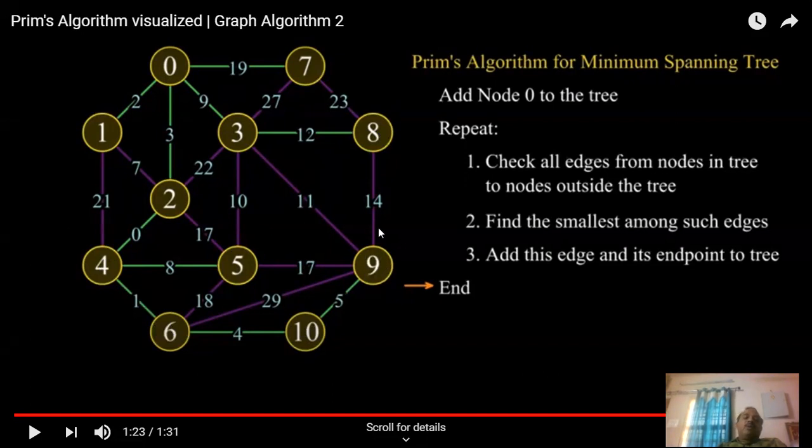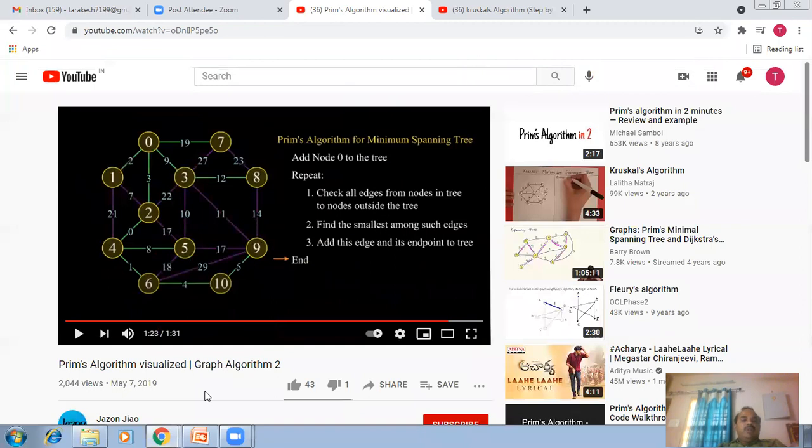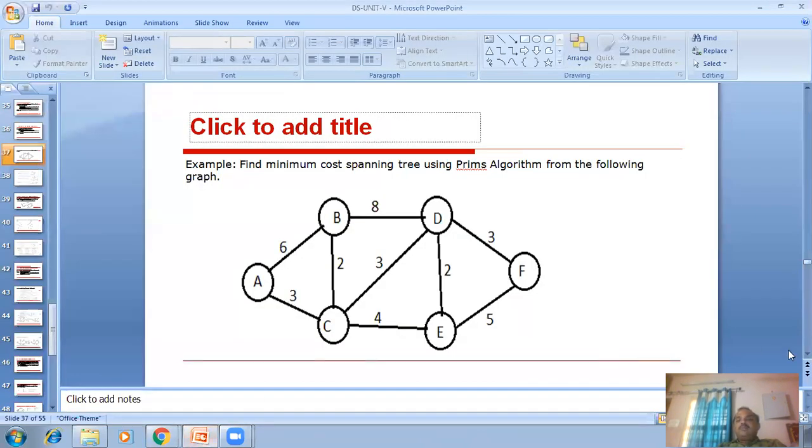Clear? Simply. Then 14, 11, 10, 22. These are all 27, 23. These are all removed. So if we remove them, then finally we will get a spanning tree, the minimum cost spanning tree from Prim's algorithm, using Prim's algorithm. Clear, all of you? Using Prim's algorithm.